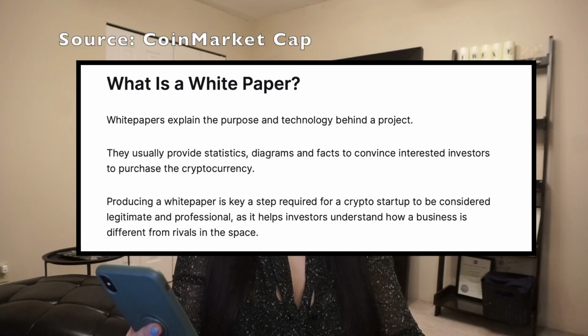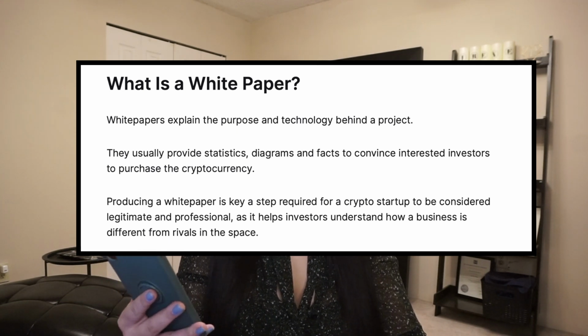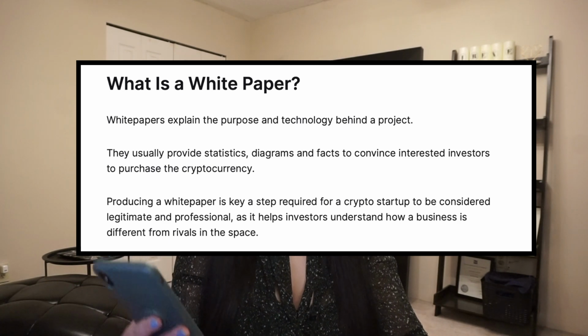And another really important thing you want to find out is what problem the project or the token or the coin is aiming to solve, and what is the underlying technology behind it? Where you can find this information would be on their white papers. So per Coin Market Cap, white papers explain the purpose and technology behind a project. They usually provide statistics, diagrams, and facts, and so crypto startups should all have a white paper to be considered legitimate and professional.